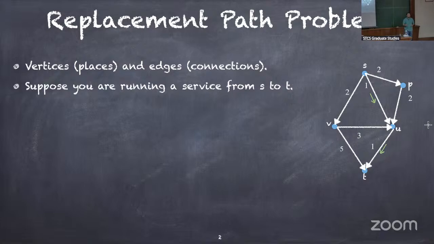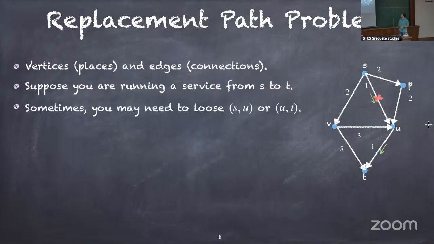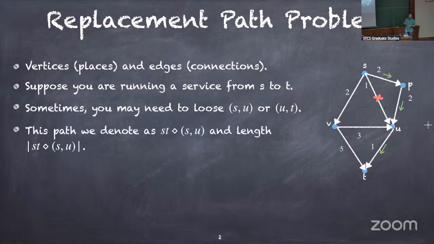Now, as we are representing real life networks, maybe due to rain there may be some water logging issues or potholes. So you have to avoid some edge, and you may have to lose the S to U edge or the U to T edge. In that case, your shortest path will change. This new path is replacing the older shortest path, and that's why it is called replacement. This path is denoted by S to T avoiding the edge SU, and the length of the path is the modulus value of S to T avoiding that edge.